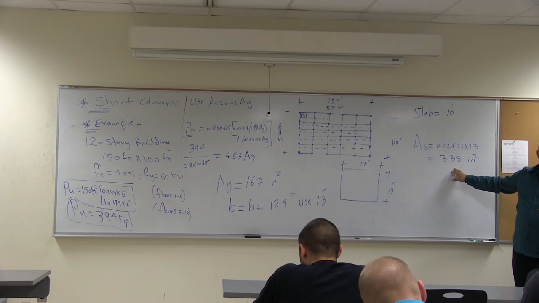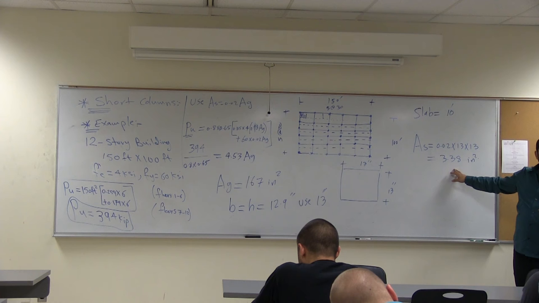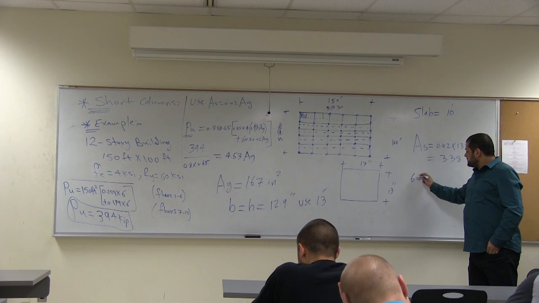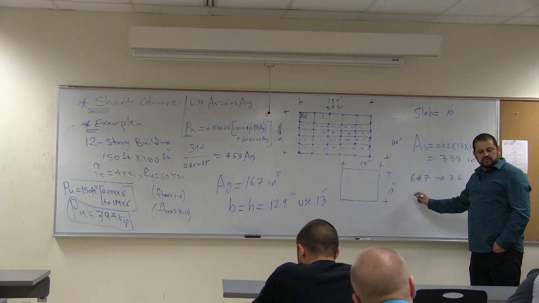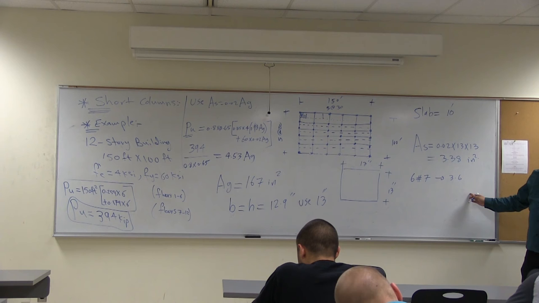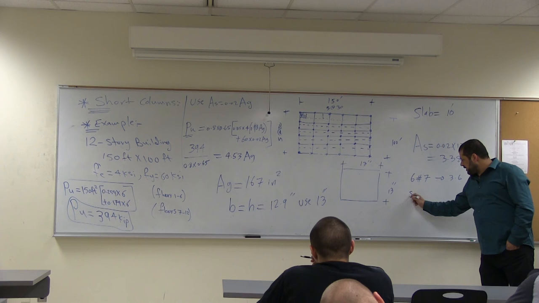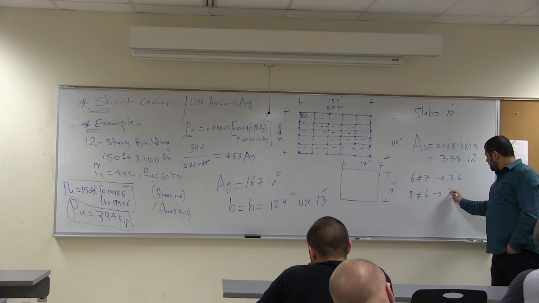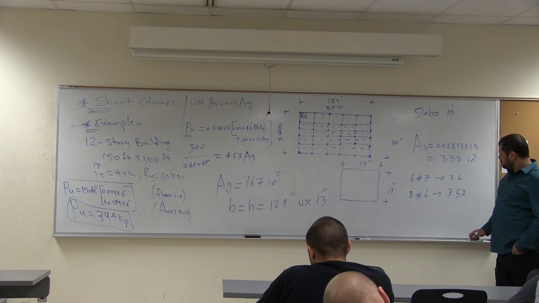About 6 number 8? 6 number 8 is 3.5. The options? 6 number 7. 6 number 7, how much? 3.6. Someone said 3.52, what's that? That was for 6 number 8, I told you. No, that's 8 number 6. You guys have it better. 8 number 6, what's that? 3.5. Yeah, that's the closest.